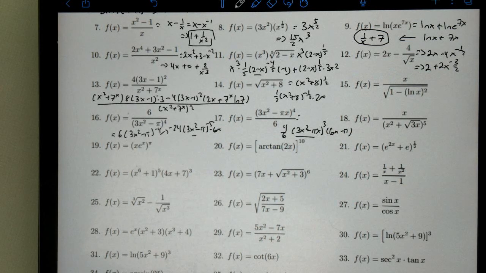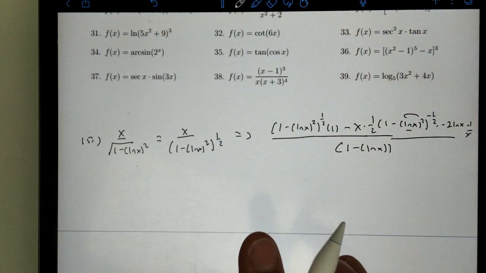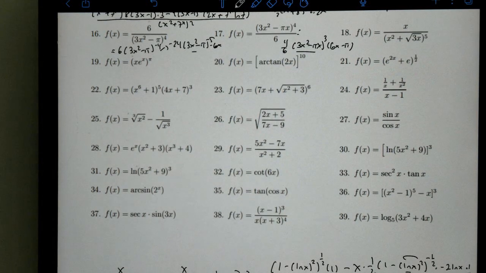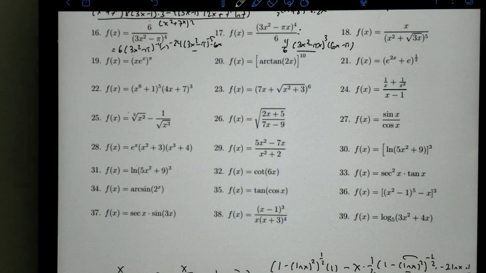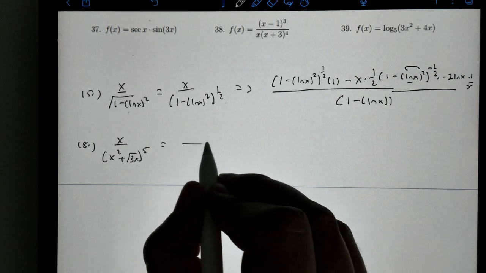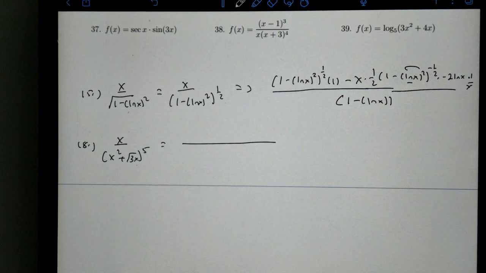And oh my gosh, what do I think for number 18? All right, I'm going to copy down number 18 down here. So give me a second. It is x over x squared plus the cube root of 3x to the 5th. All right, here we go. I am going to use my quotient rule. You know, it's going to be fun when you see a big fraction bar.